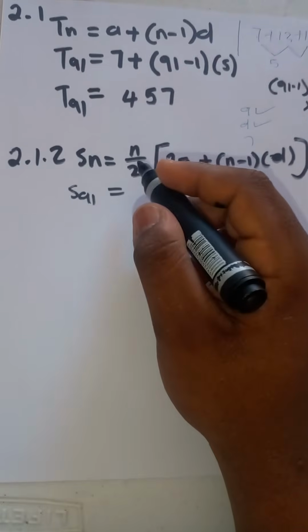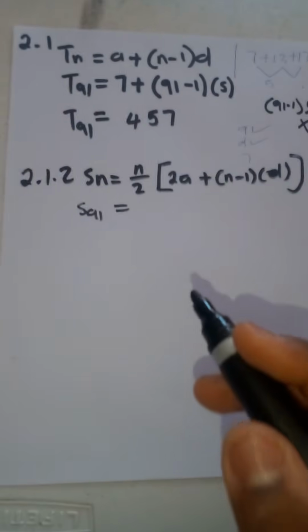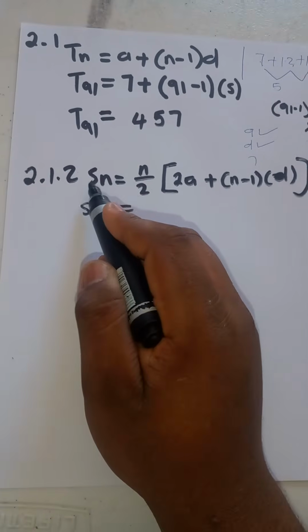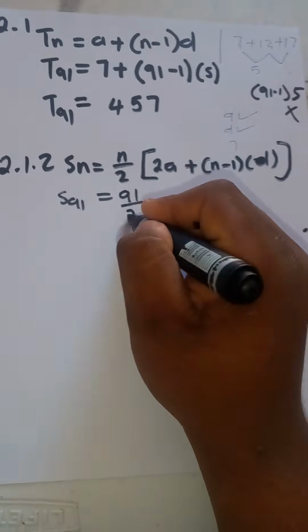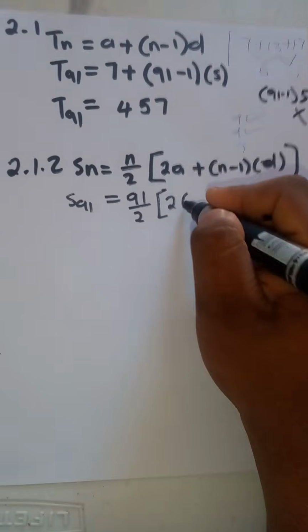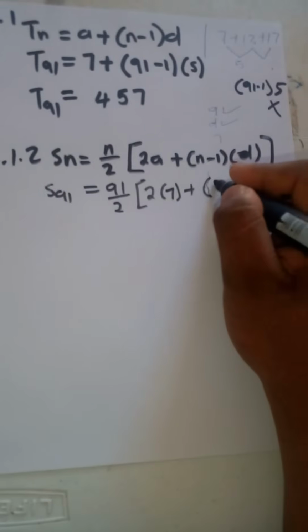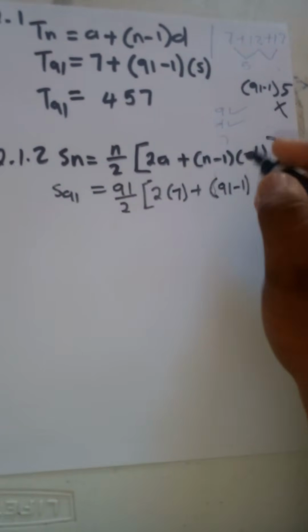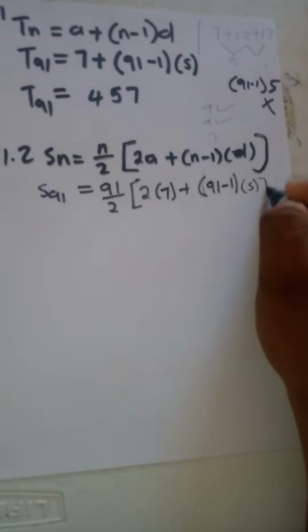And then what is the value of n? Where there is n, I'm going to put 91, because they said S91. So it is the same as Sn. S91, where there is n, you put 91 over 2. And then what is the value of a? It is 7. And then plus, where there is n, I put 91 again, minus 1. And then times d, which was 5, the common difference.